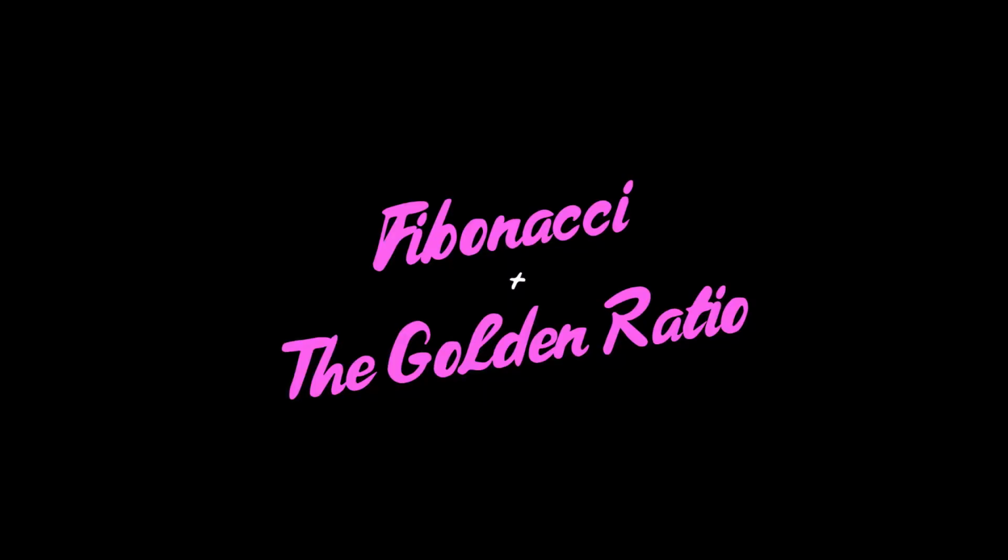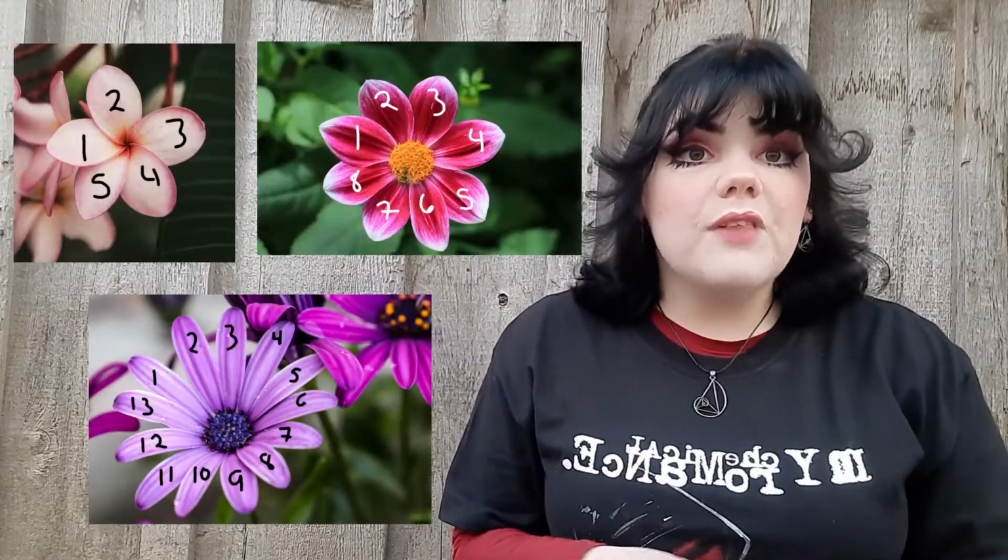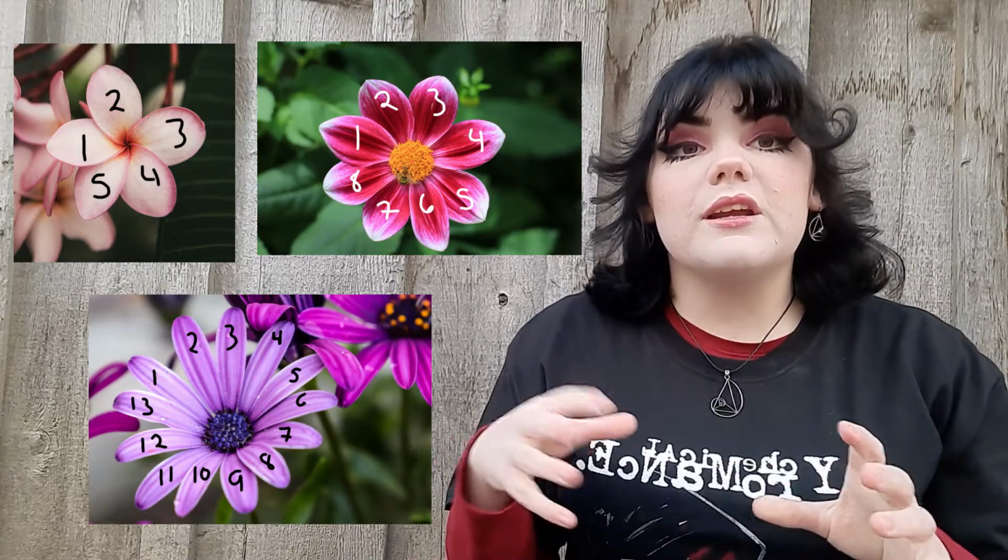Today, I'm going to tell you about the golden ratio and the Fibonacci sequence. If you will, take a look at how many petals are on this flower. There's 5. And on this one, there's 8. And on this one, 13. The majority of flowers that you see fall within this range of petals.